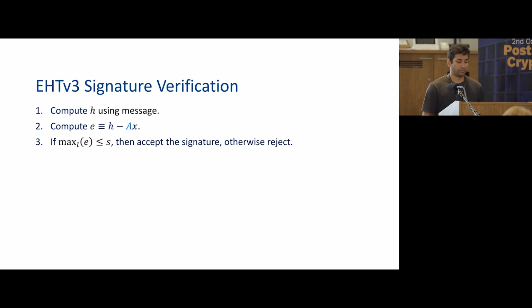And finally, for signature verification, we simply compute E equal to H minus AX. And you can verify the signature if at least L entries of E are bounded by S in absolute value.